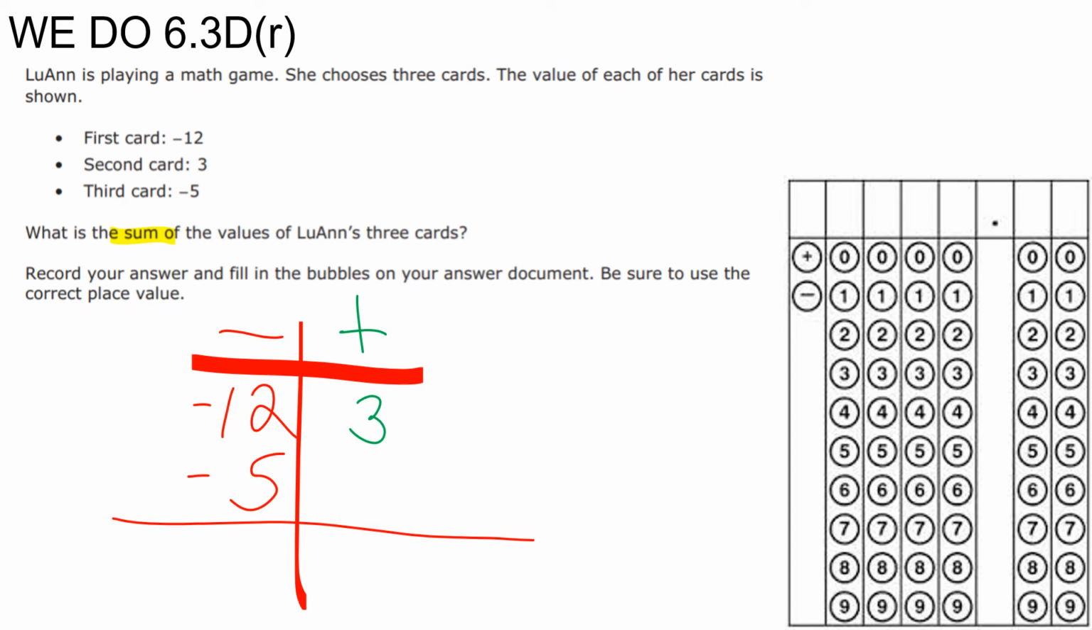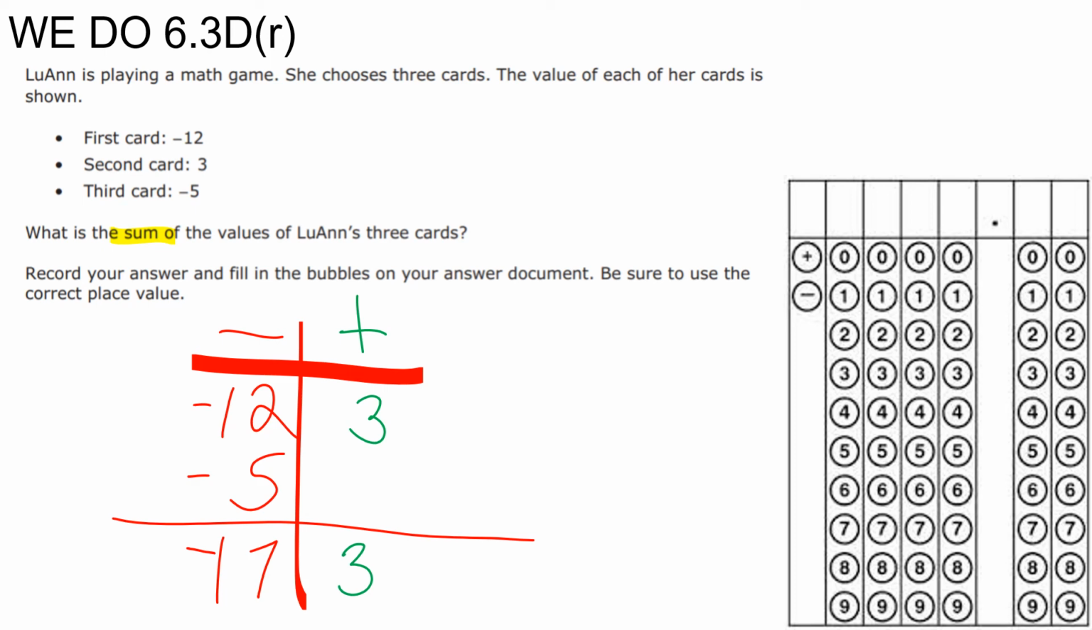Now, based on that song or that video that we saw, we know that same signs add. So we have all our negatives together right here. So I know that I will be adding all my negatives. 12 plus 5 is 17. Same sign, keep the sign. So I'm going to bring down my negative sign. And also I'm going to bring down the 3, since that's the only positive integer that we have.